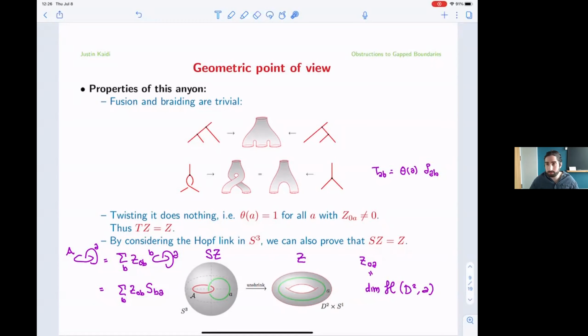All right, so we have a fancy A anyon. It has trivial braiding and fusion, and it also satisfies Tz equal to z and Sz equal to z.